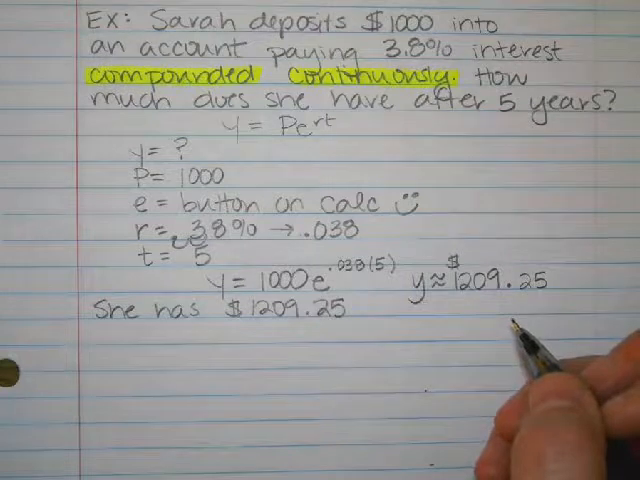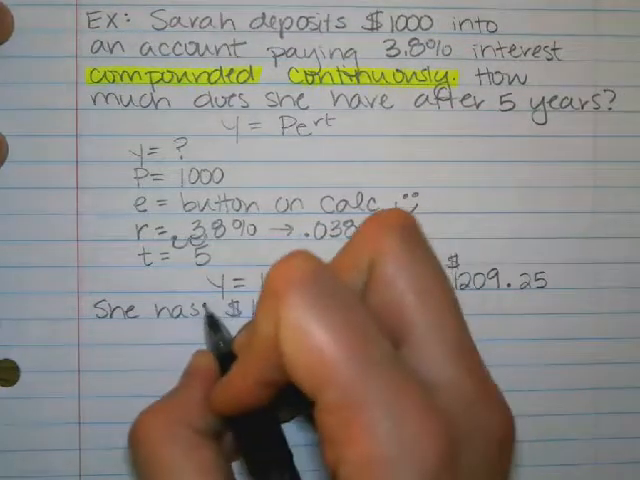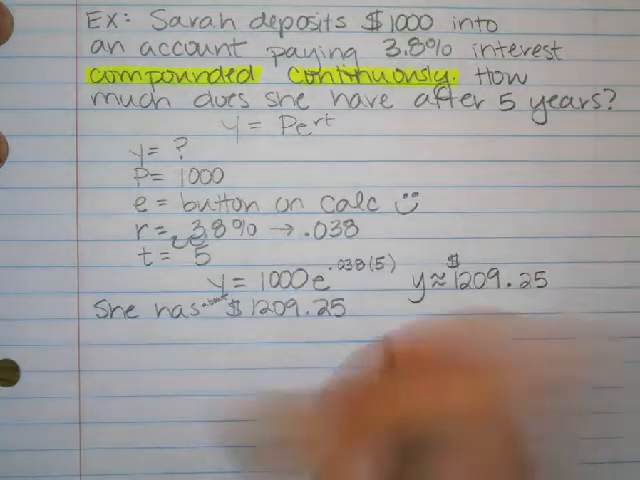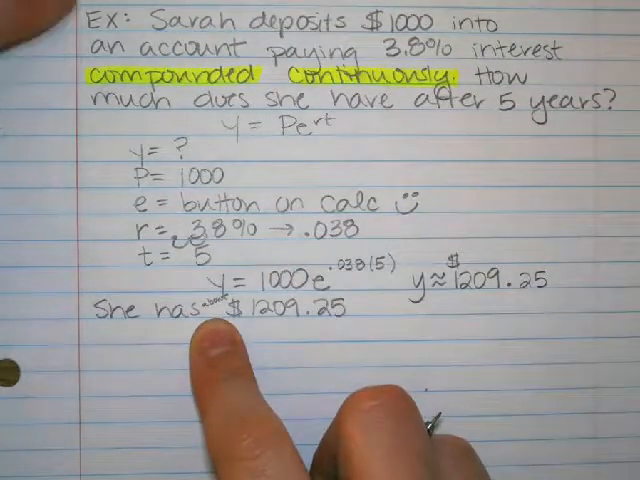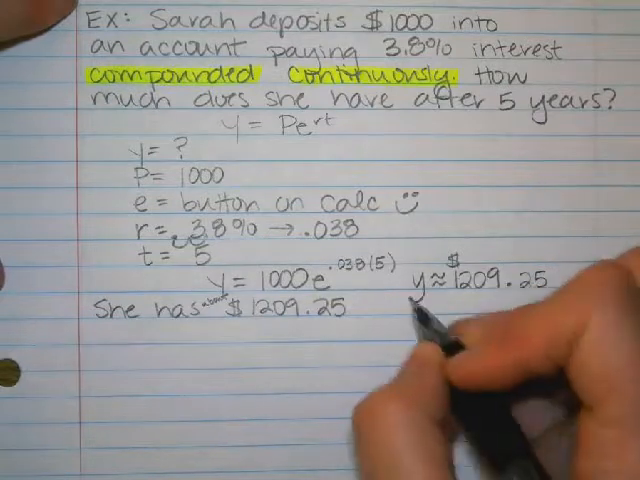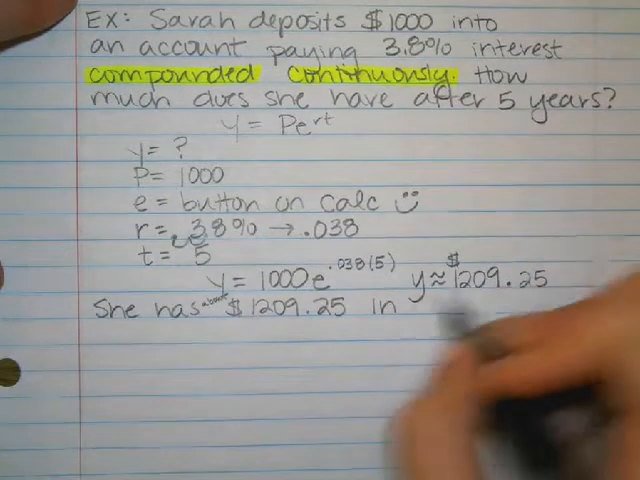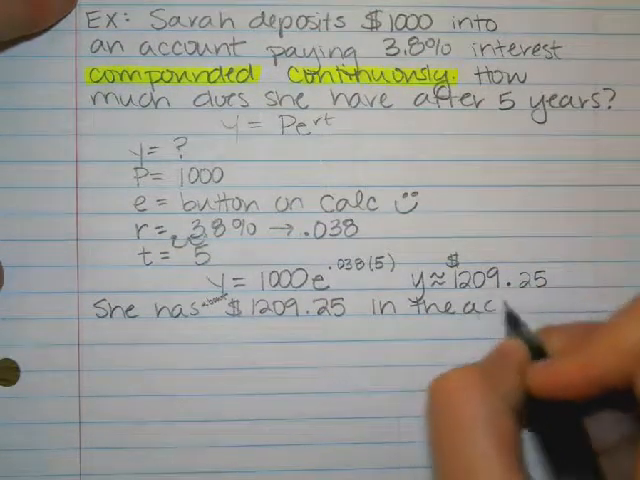All right, she has about $1,209.25 in the account after 5 years.